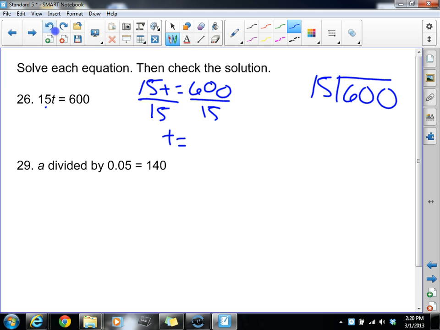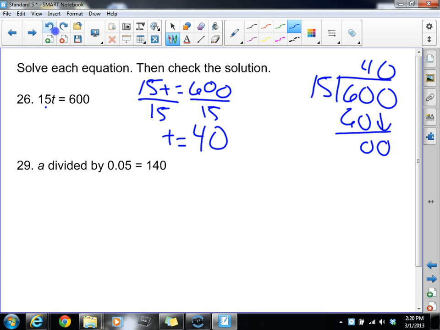So 15 goes into 60 four times. That's 60. So my answer is t equals 40. That was pretty simple right there. All I have to do is the opposite.